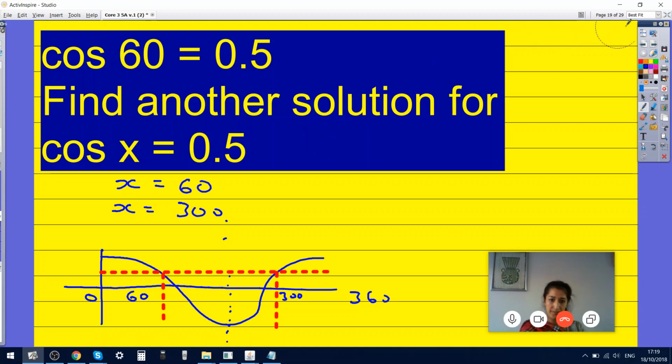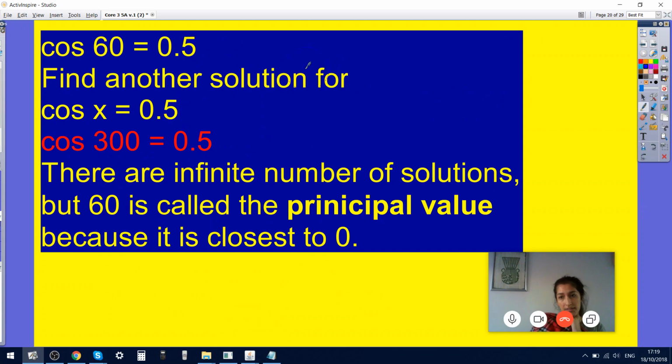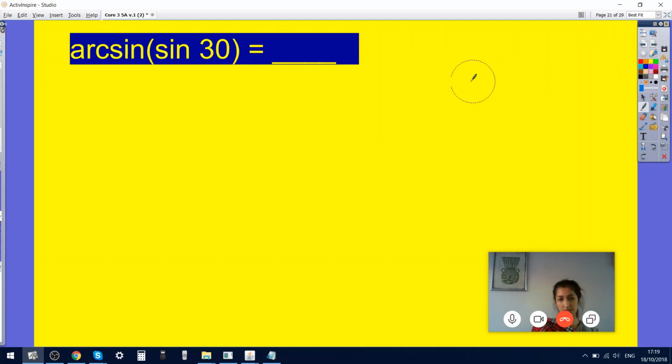Yeah. So basically this graph is going to go on forever. You're going to get an infinite number of answers. Cos 300, so there's an infinite number of solutions, but 60 is called the principal value because it's closest to 0. That's the one your calculator will give you. What answer will you get here?